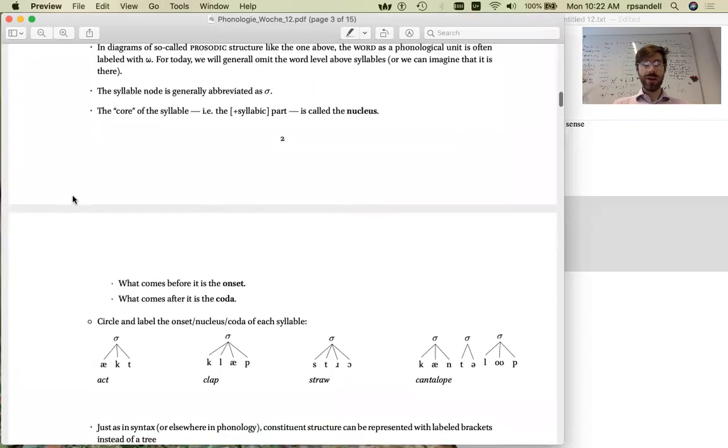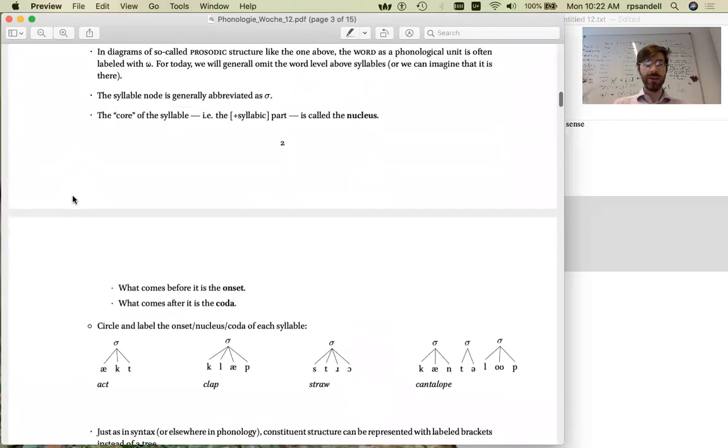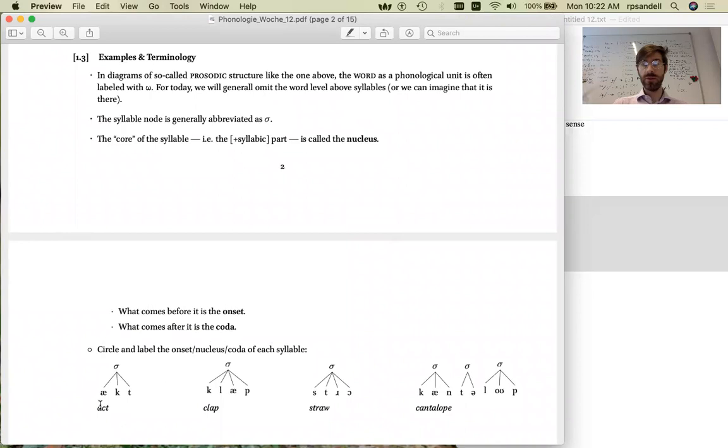So let's now carry out a small exercise in using a few more English words or further words of English: act, clap, straw, and cantaloupe, identifying the onset, nucleus, and coda of each syllable in each case.